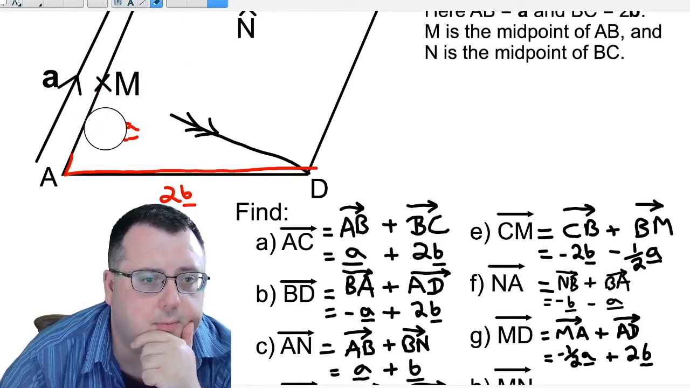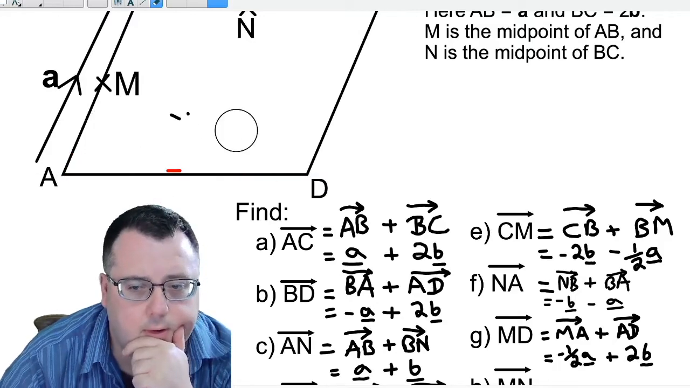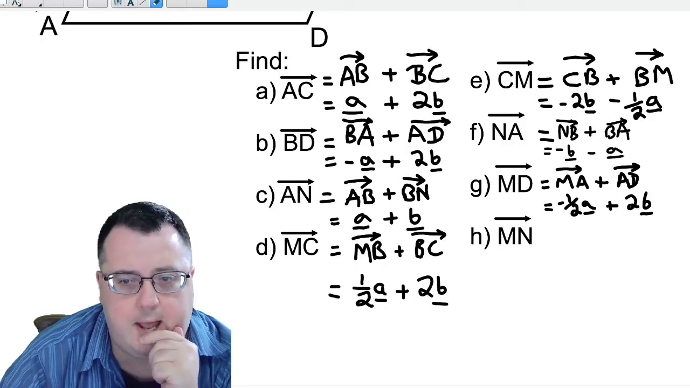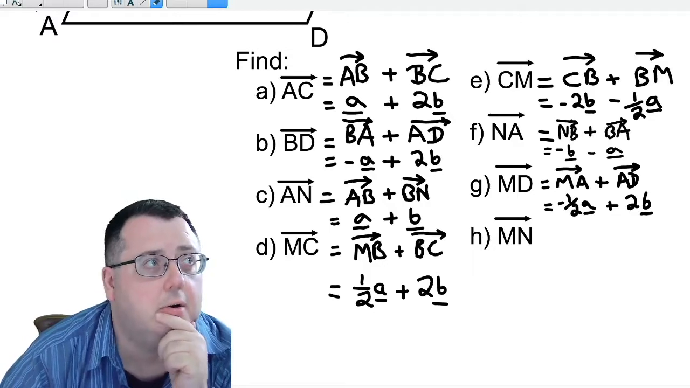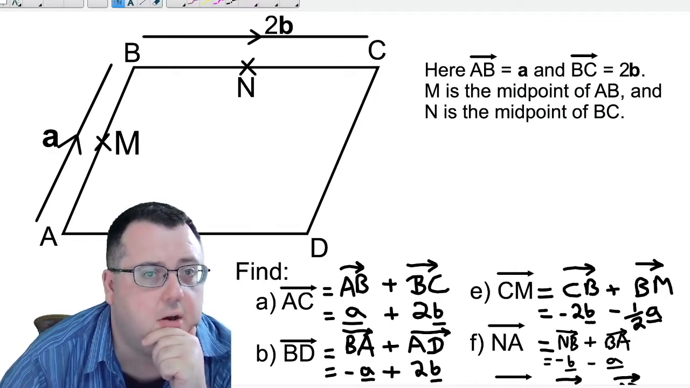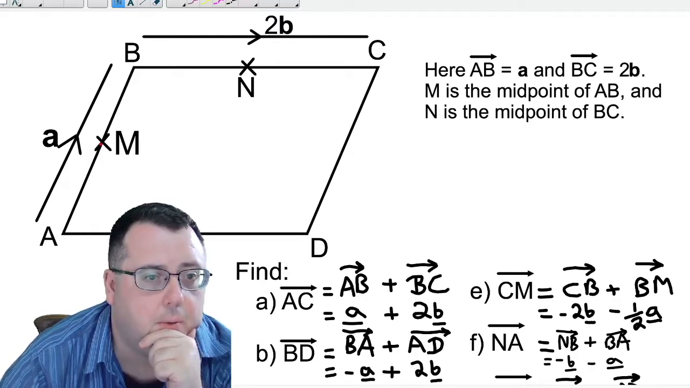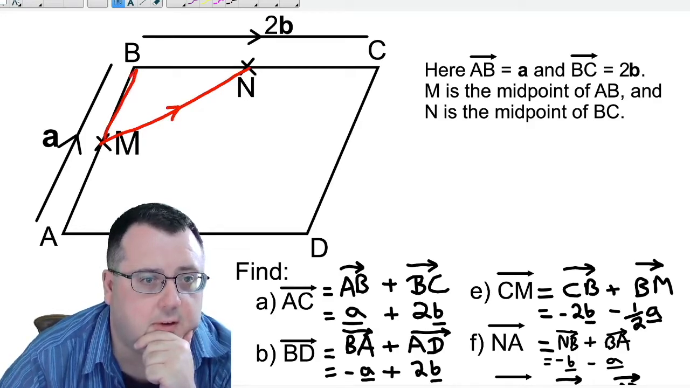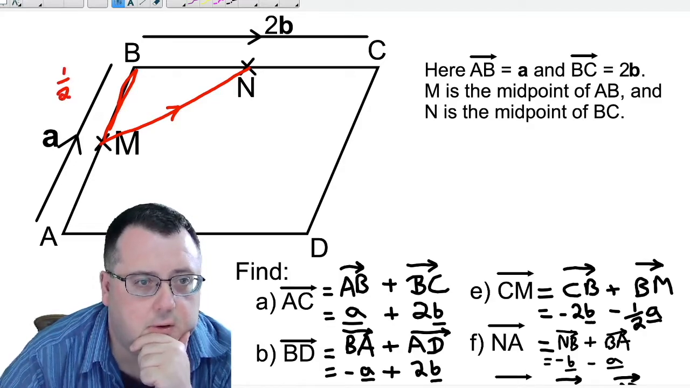I'll clean up the board. So I need to get from M to N. Okay, let's look at the picture. How do I get from M to N? You go from M to B first. So that would be a half a. Yes. And then B to N, which would be just B. Good.